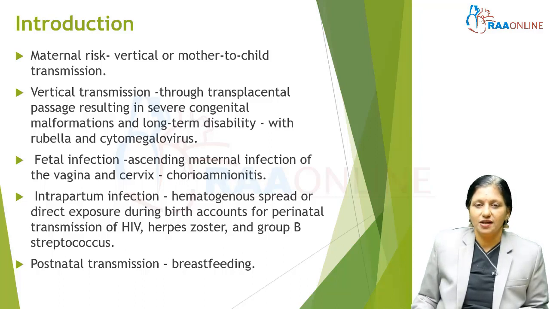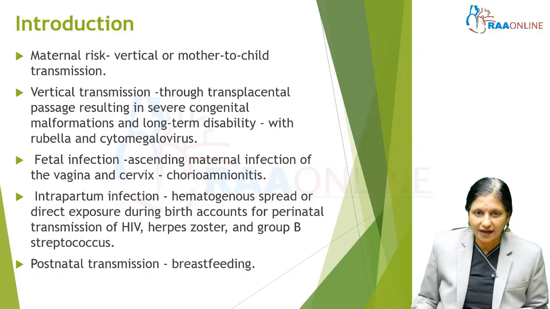Now, vertical transmission happens through the transplacental passage, and if the mother gets infected during the period of organogenesis, it can result in severe congenital malformations and long-term disability, especially with rubella and cytomegalovirus. So, these intrauterine viral infections cause congenital anomalies. Now, in fetal infections, ascending maternal infection of the vagina and cervix can lead to chorioamnionitis and preterm labor. Now, intrapartum infections during labor can be hematogenous, or direct spread can occur during the birth. It can account for perinatal transmission of HIV through the vaginal secretions to the baby.